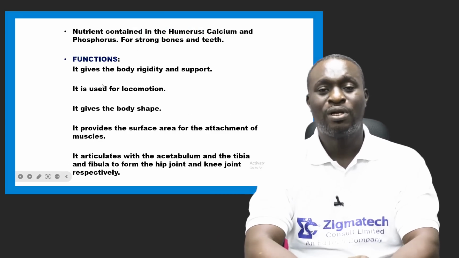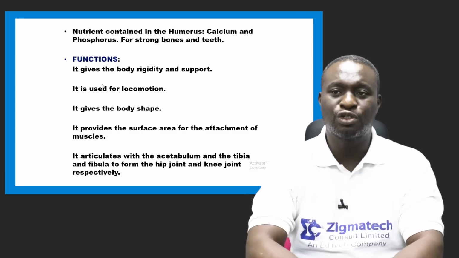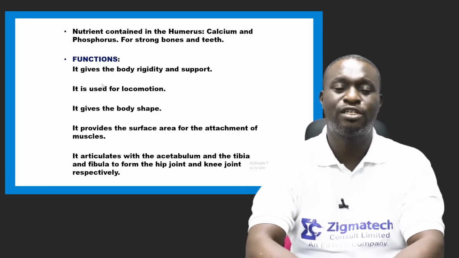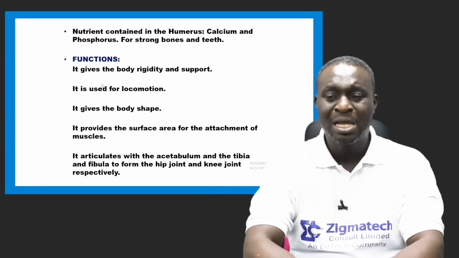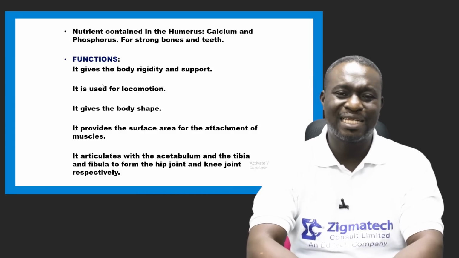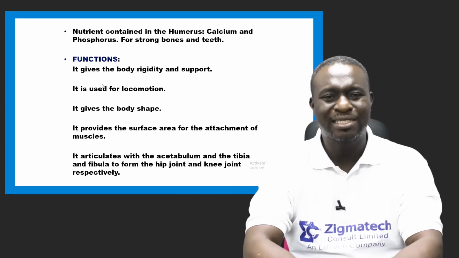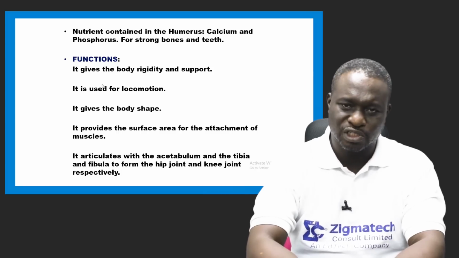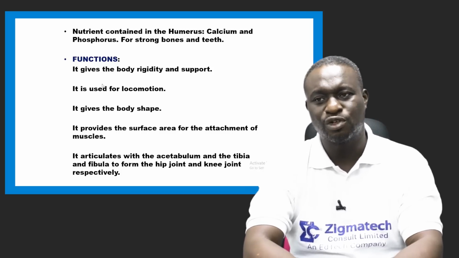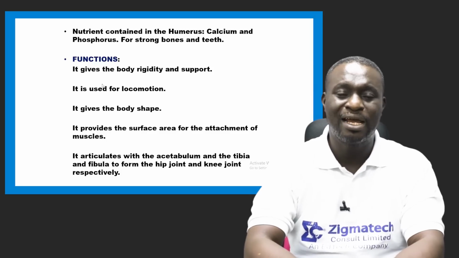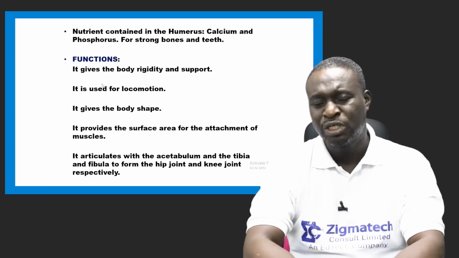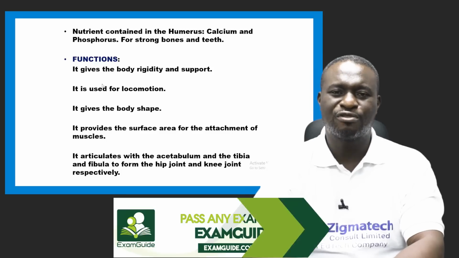Now, also, let's take a look at nutrients contained in the femur. It is the same as that contained in the humerus. So the femur also has calcium and phosphorus, and this calcium and phosphorus are for strong bones and teeth. Please don't forget.